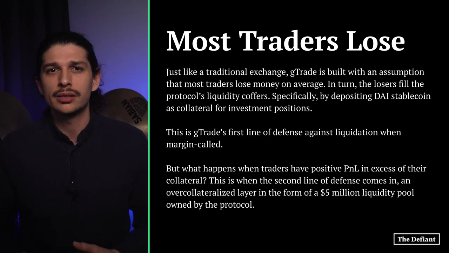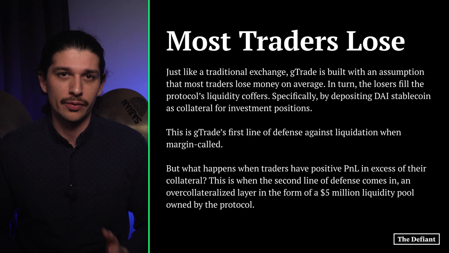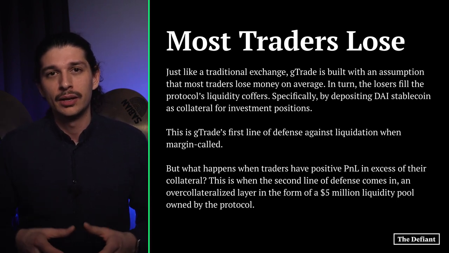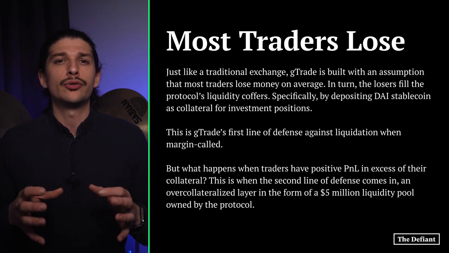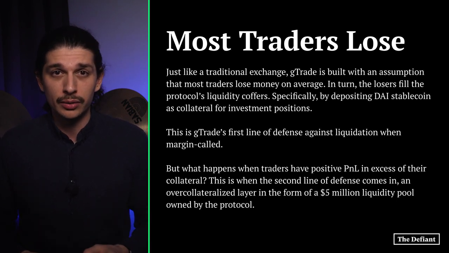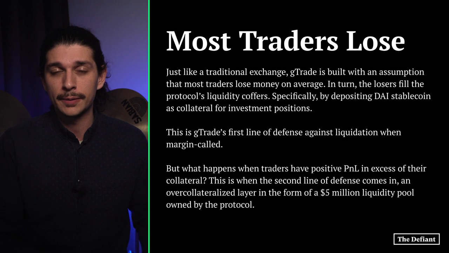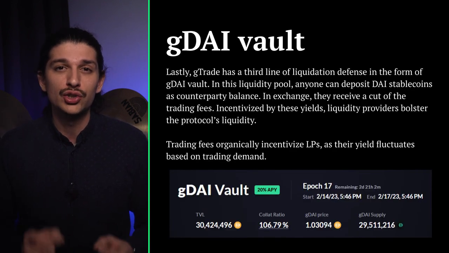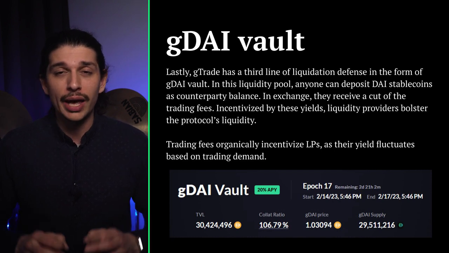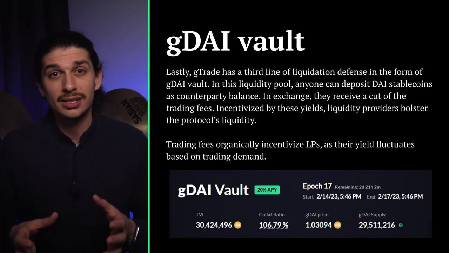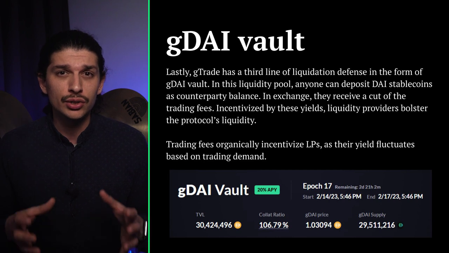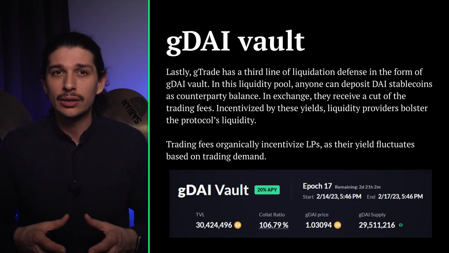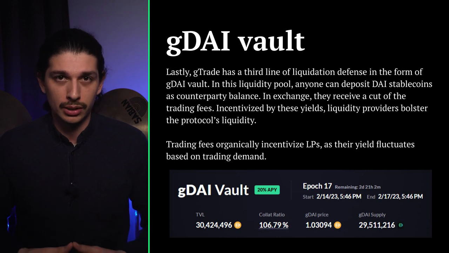But what happens when traders have positive P&L in excess of their collateral? This is when the second line of defense kicks in. An over-collateralized layer in the form of a $5 million liquidity pool owned by the protocol itself. Lastly, GTrade has a third line of liquidation defense called the GDAI Vault. In this liquidity pool, anyone can deposit DAI stablecoins as counterparty balance. In exchange, they receive a cut of the trading fees. Incentivized by these yields, liquidity providers bolster the protocol's liquidity.